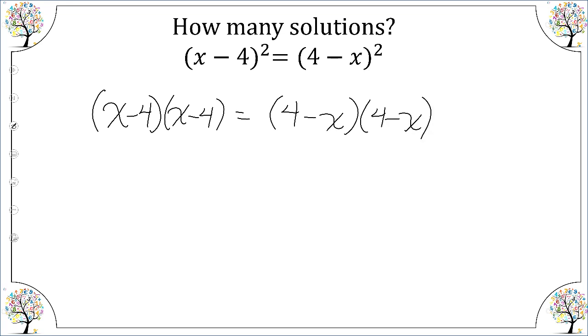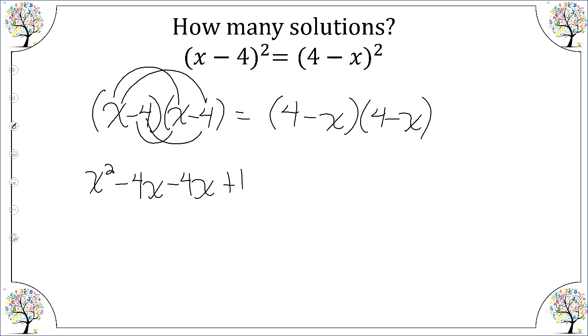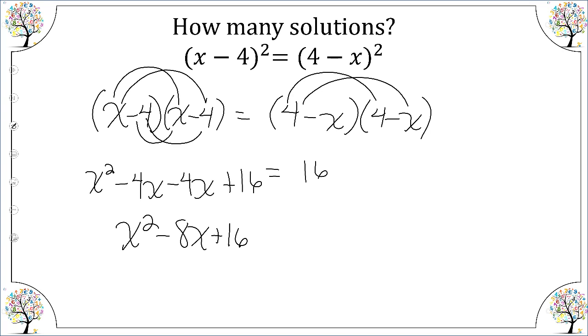I'm going to double distribute on the left side first. This gives me x squared. So I'm just distributing my x first. And then I'm going to distribute the negative 4. I get x squared minus 8x plus 16. I distribute the 4. I distribute the negative x.